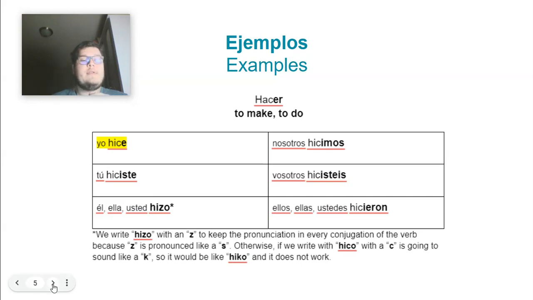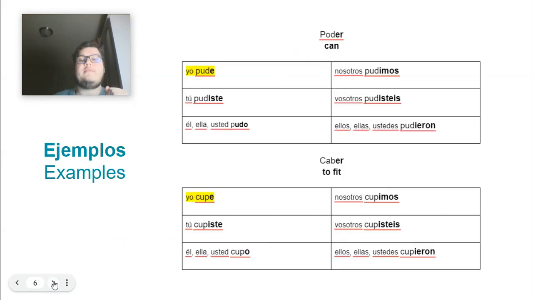And just try to consider this. It's really important because hacer is a verb that is well used and it is one of the most common verbs used in Spanish. So at least try to practice this or memorize it because it's really important. Continue with the rest of the verbs. We have poder that I mentioned before, caber, to fit, yo cupe, tú cupiste, él, ella, usted cupo, nosotros cupimos, vosotros cupisteis, ellos, ellas, ustedes cupieron.